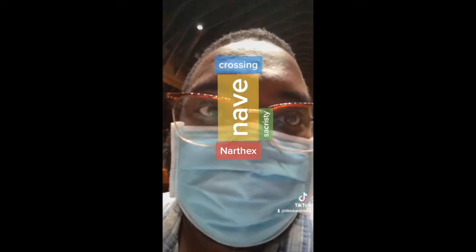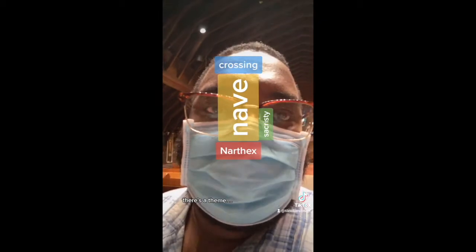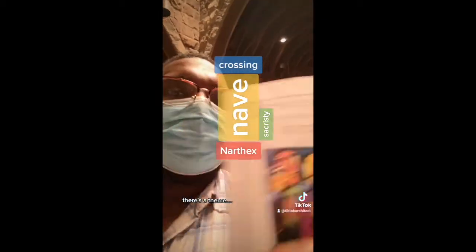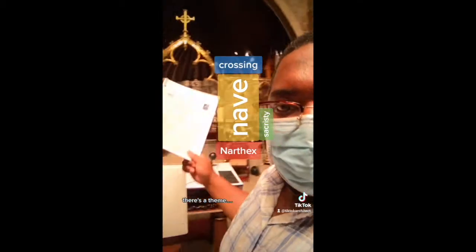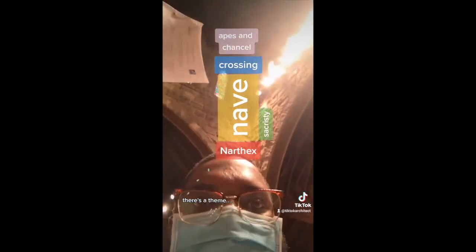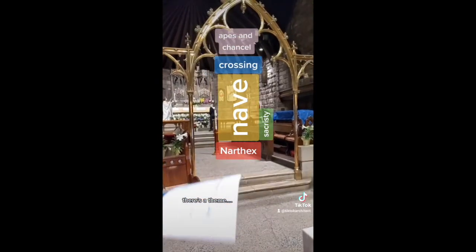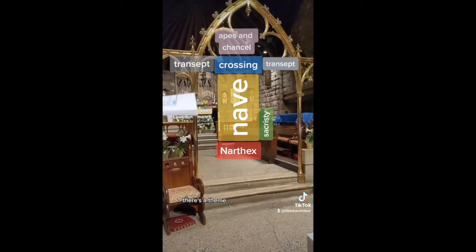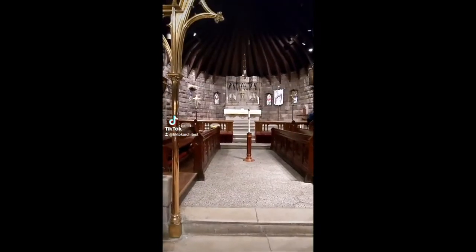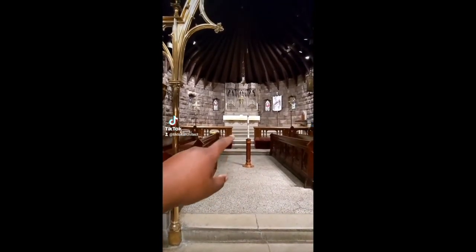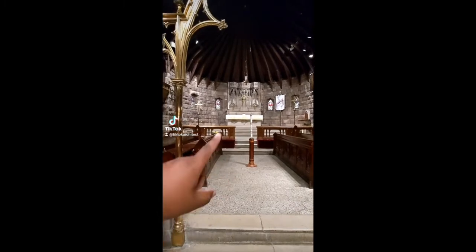Then the crossing. This is where the separation between God's people and God's lectures happen. Often a cross sits at and then you're stepped up, still human, but this is where you receive the word. As I mentioned before, towards the east you have the high altar. Here is where you hear the message as translated by the messengers of God.